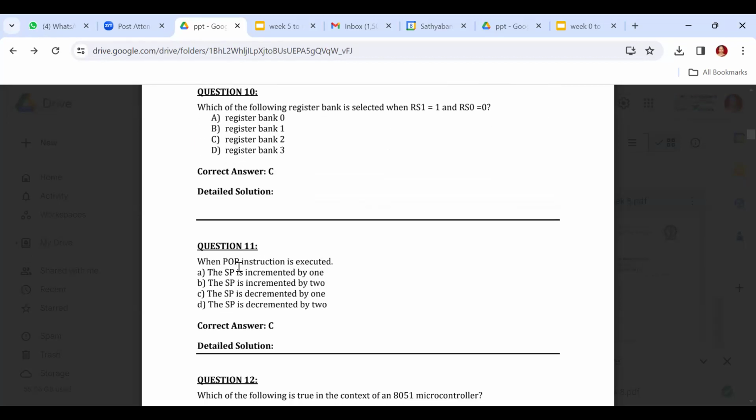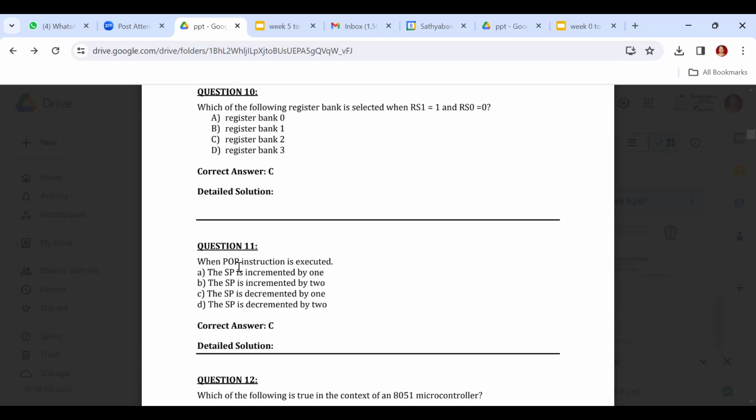When the pop instruction is executed, I think push and pop we have already seen. Push, pop, you remember popcorn. Popcorn means it pops out. So remember, it will come out of the stack. Push goes into the stack, register to stack. Pop is stack to register. It is common in 8085 and 8051. So always remember, push will increment and store. Pop will decrement and load.